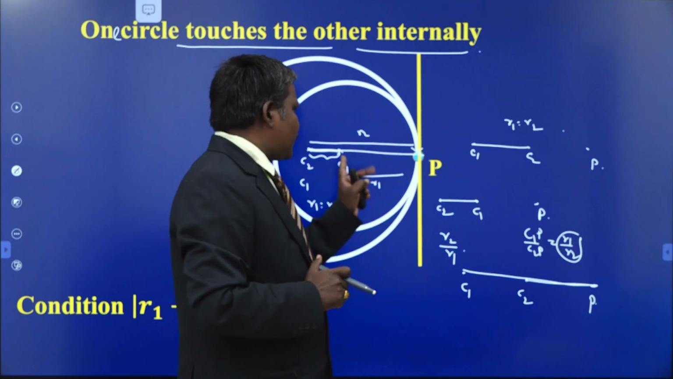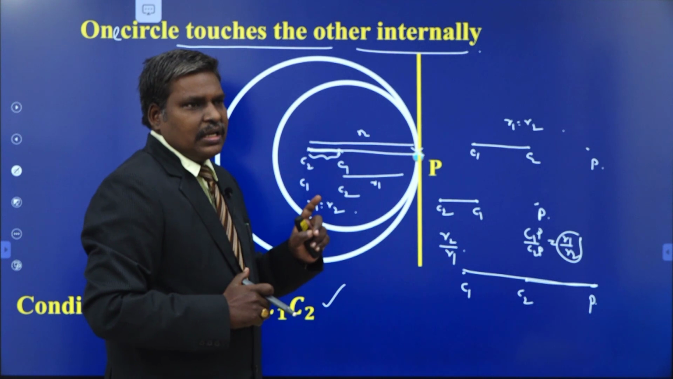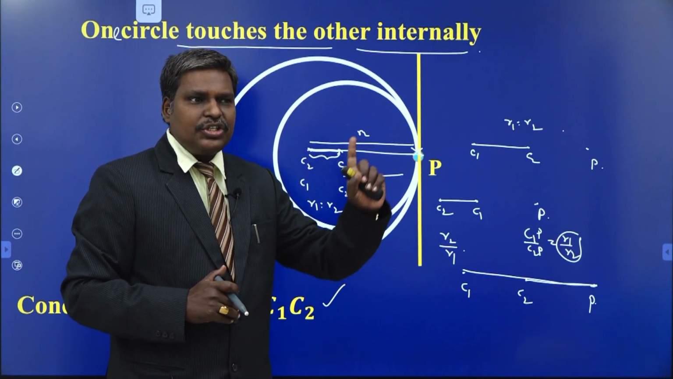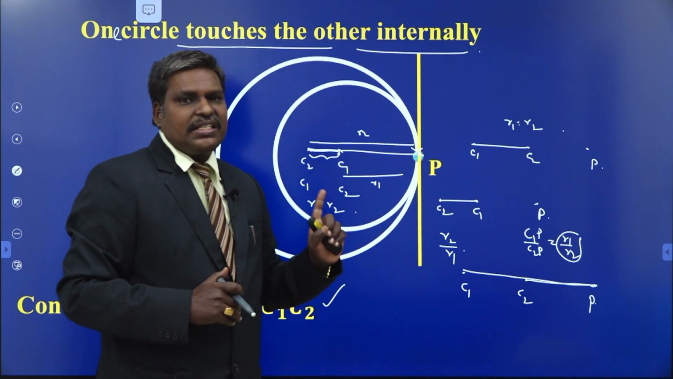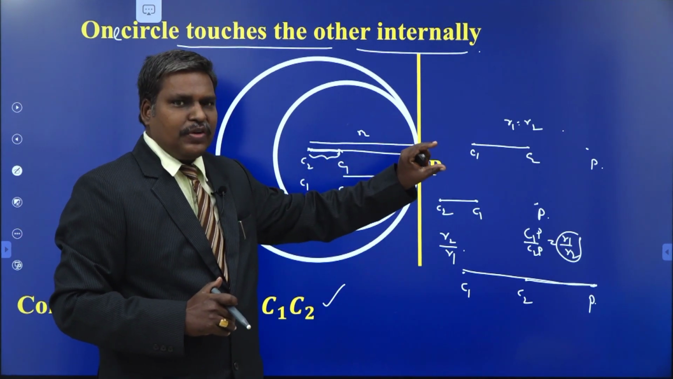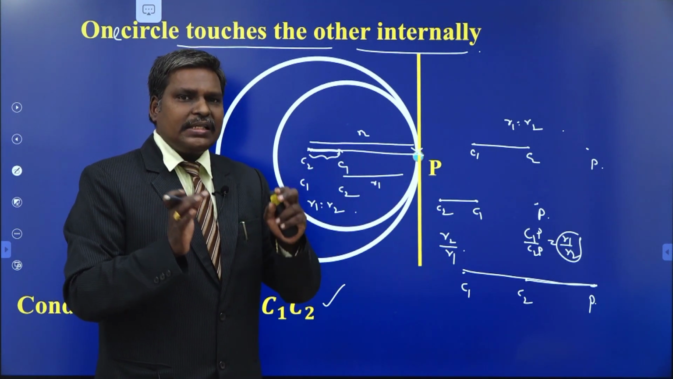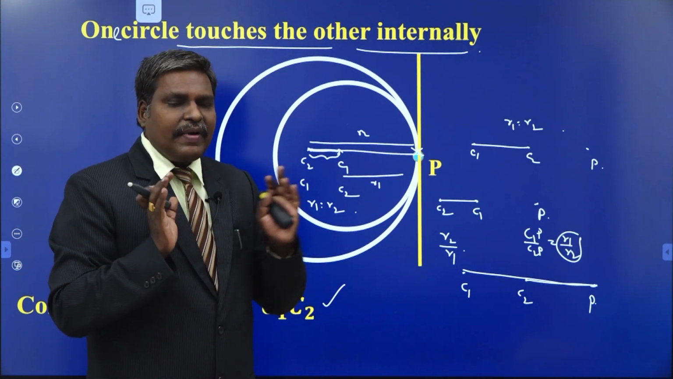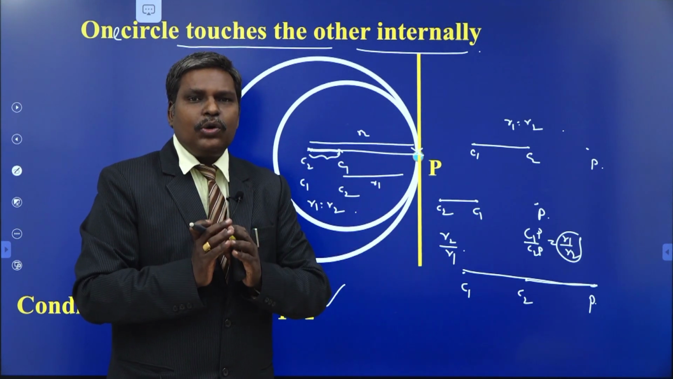Centers of similitude are a different story from these points of contact. Remember, don't confuse both the things. External center of similitude divides C1, C2 in the ratio R1 is to R2 externally. Internal center of similitude divides C1, C2 in the ratio R1 is to R2 internally. These are the similitudes when four common tangents exist. Moreover, when two circles touch each other externally, the point of contact P divides C1, C2 in the ratio R1 is to R2 internally. Don't mug up these formulas.